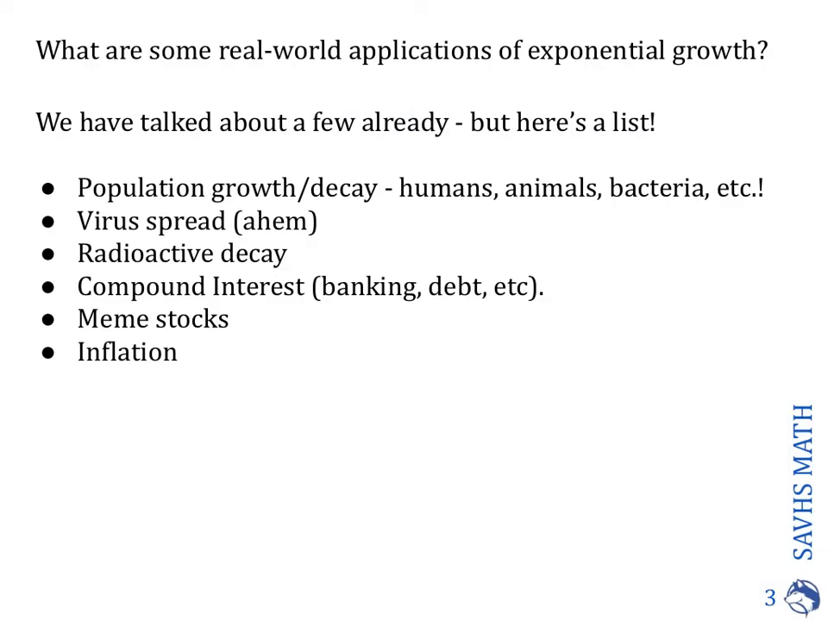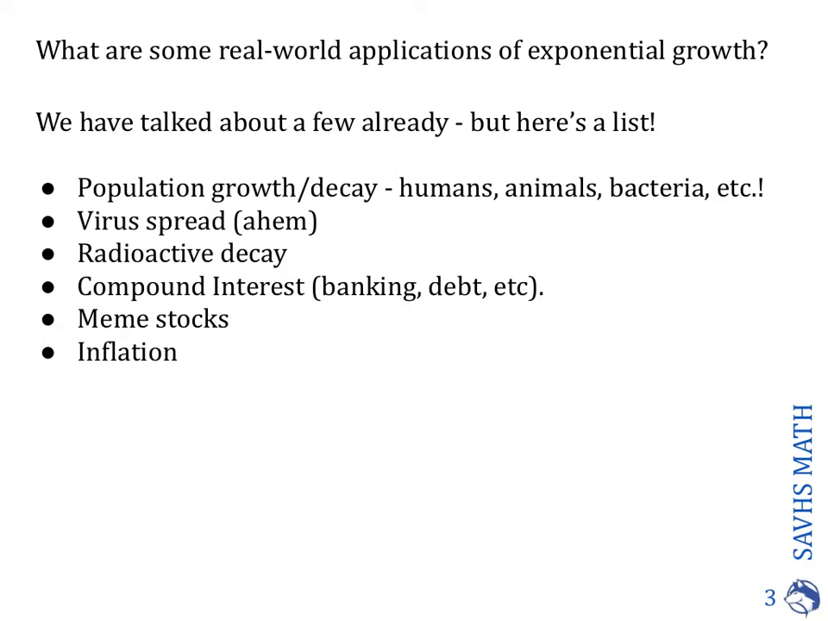This list is probably a lot longer than I have it, but here are some of the things that you can do with exponential growth. We've seen some of them already, but just for your reference, this is a good list. You can model population growth and decay just by looking at how many people or animals or bacteria or whatever there are in an area and watching them grow. And that happens exponentially typically.